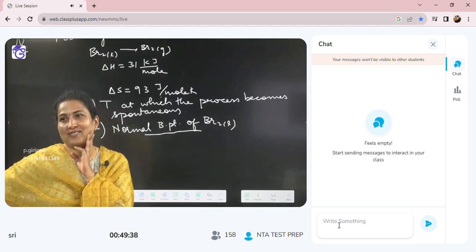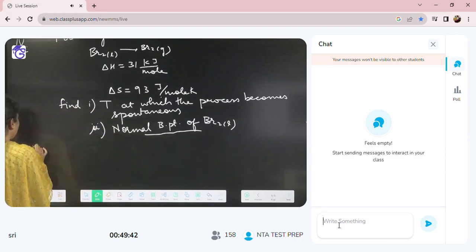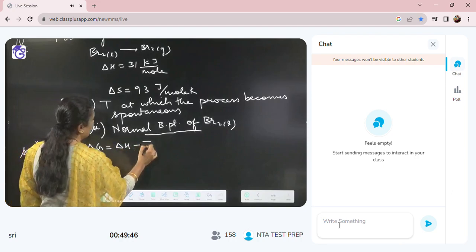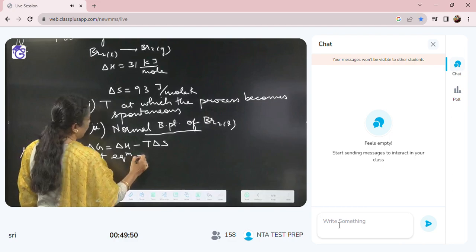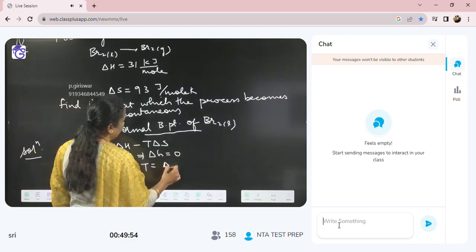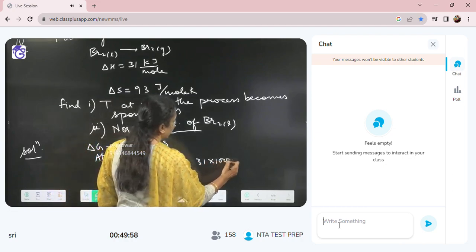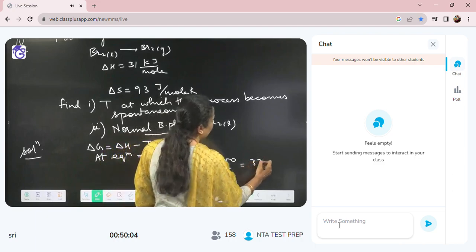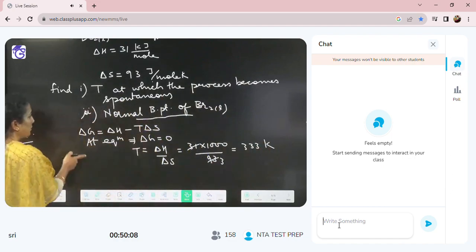Okay, fine. Now let us go for the solution part of it. We know delta G is equal to delta H minus T delta S. At equilibrium, delta G will be 0. So the temperature will be delta H upon delta S. I have given you 31 kilojoule and 93 here. So this will be 333.33, something like that. It goes on, so I am simply writing 333 Kelvin.